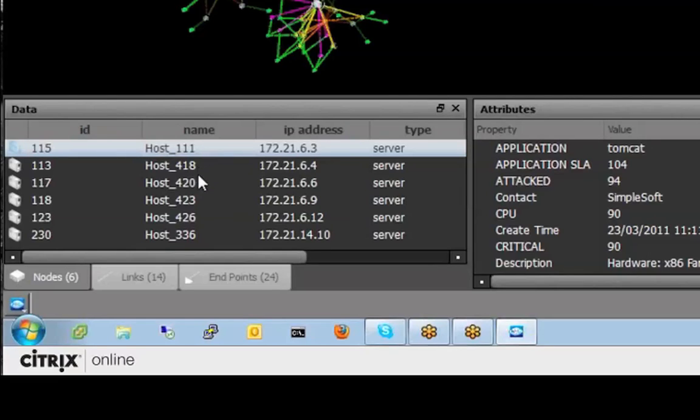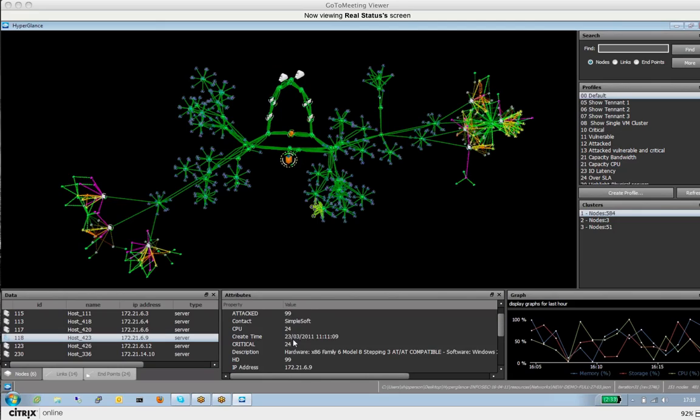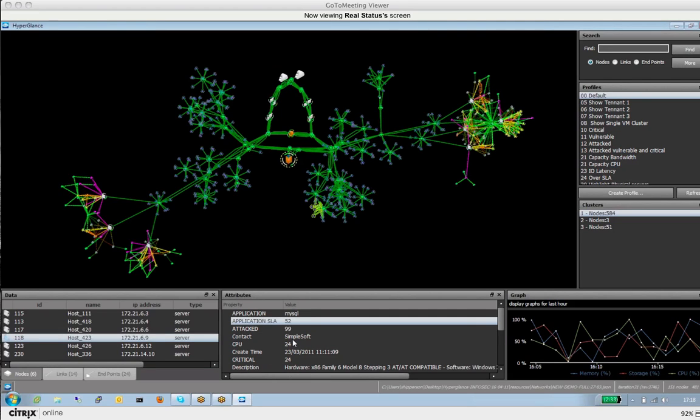We have a data pane on the left, where we've got host name, IP address, etc. In the middle we have the attributes. Each one of these services or devices has attributes, so we have CPU, RAM, hard drive. We also have criticality, whether it's vulnerable or not, if you've got an intrusion detection or vulnerability scanner, etc. And on the bottom right-hand side, we've got our graphing solution.